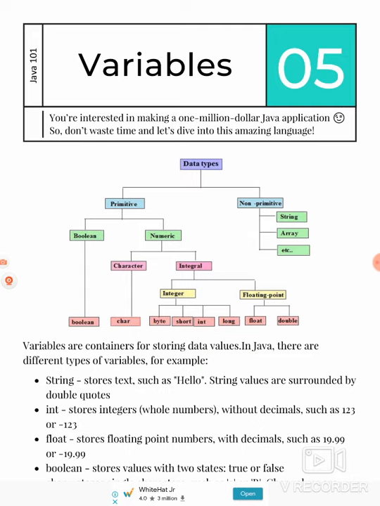Now, data types: primitive and non-primitive. What are the data types now guys? There are two data types, primitive and non-primitive. In primitive, boolean and numeric are there. And non-primitive: string, array, etc. Boolean is boolean, character is char, and numeric is integral, and integer is byte, short, int and long. And floating point is float and double.